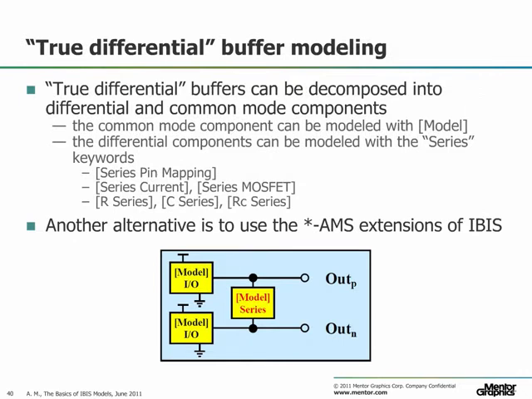I usually refer to buffers which have significant pad-to-pad currents as true differential buffers. These types of buffers can be modeled in IBIS by separating their differential and common mode characteristics. The common mode characteristics can be described by the regular model keyword. The differential mode characteristics can be described using the series keywords in IBIS. If these keywords don't provide you the capabilities that you need to describe your differential buffer, you might want to consider the AMS language extensions in IBIS.